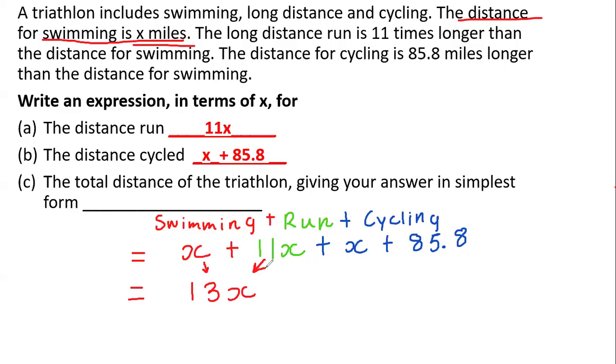We get this x, that x, and also this x. That gives us 13x. So x, 11x, and x plus what? Plus 85.8. Very good. And so our answer is 13x plus 85.8. And that is our total distance for the triathlon.